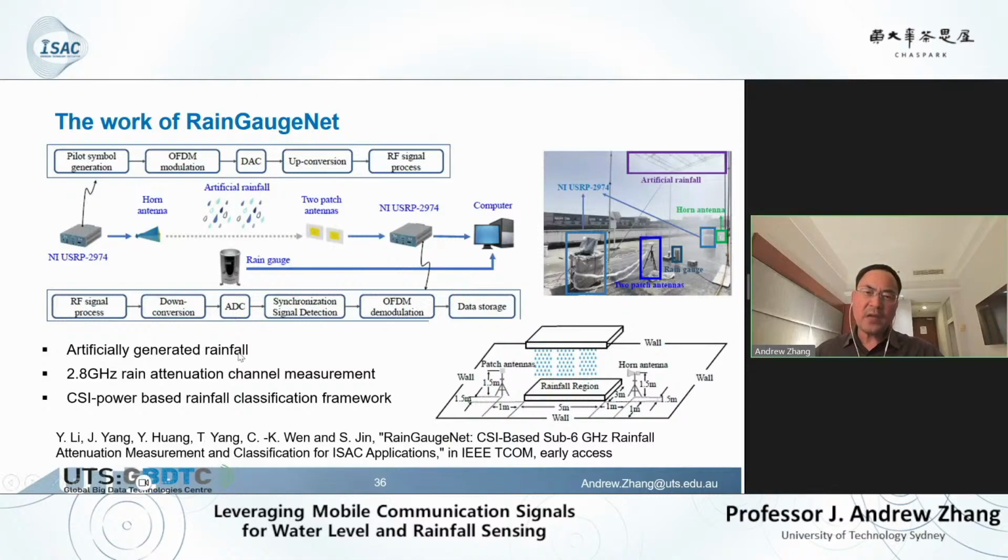Before they apply the actual deep learning technique, they also characterized the various multipath performance of the received signal and tried to identify the connections between these multipath profiles and the rainfall intensity. They used a 2.8 gigahertz rain attenuation channel measurement. So this is a relatively low carrier frequency. And although they can capture the CSI, their deep learning network is based on the use of the power only.